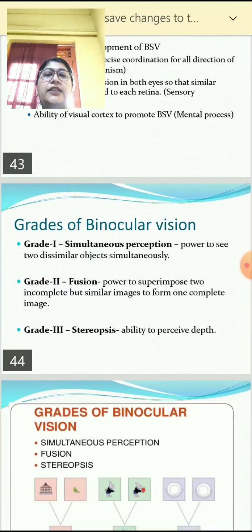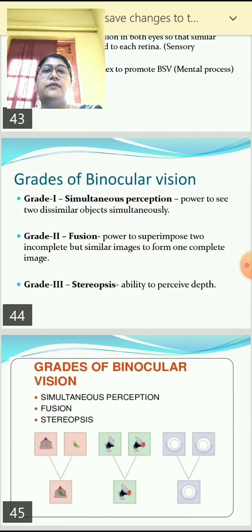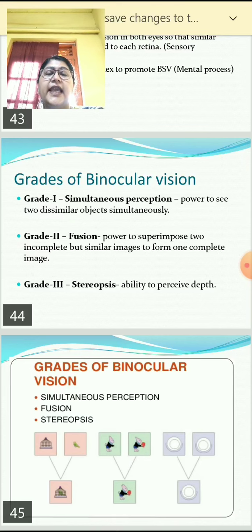Now grades of binocular vision. There are 3 grades, grade 1, 2 and 3. Grade 1 is simultaneous perception. That means the power to see 2 dissimilar objects simultaneously. In the diagrams you can see there is a cage, and in the second diagram there is a bird. So simultaneously you can see the cage and the bird also.